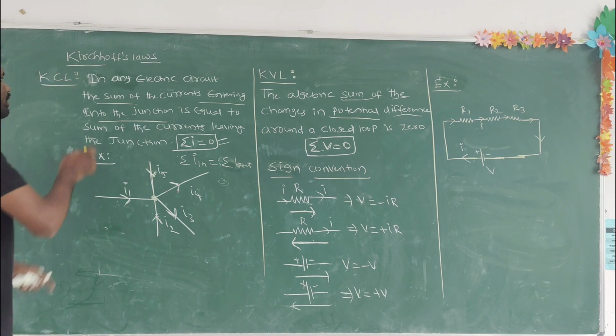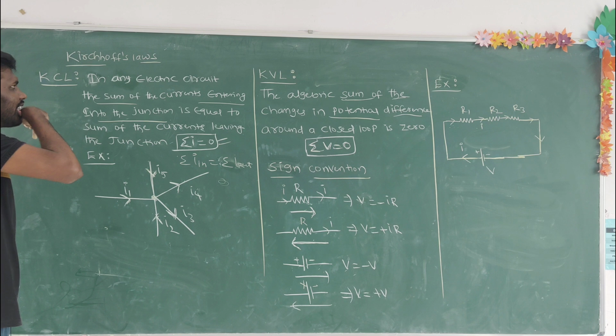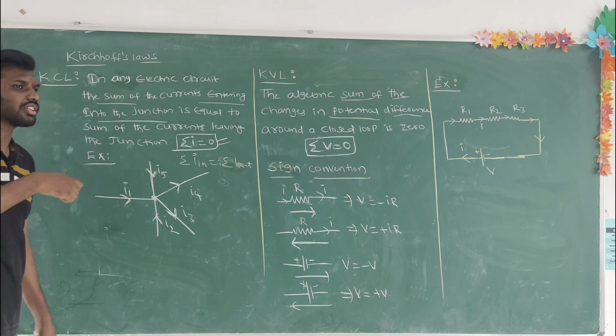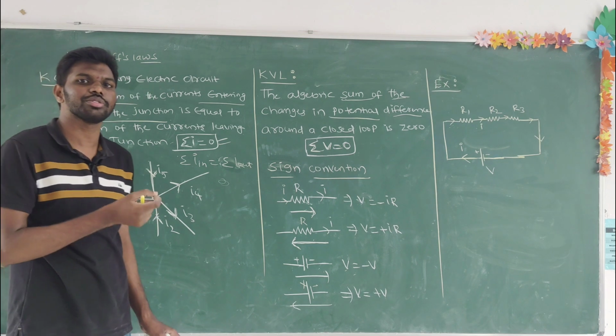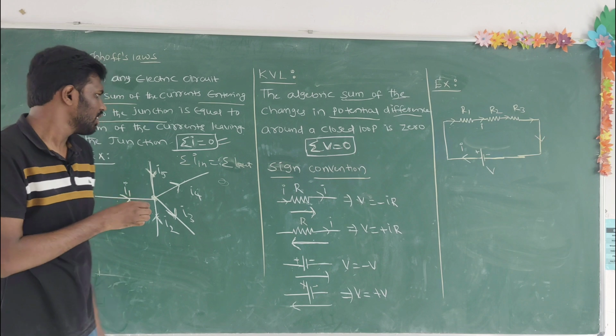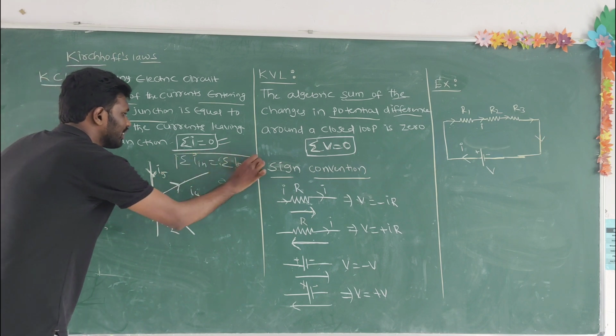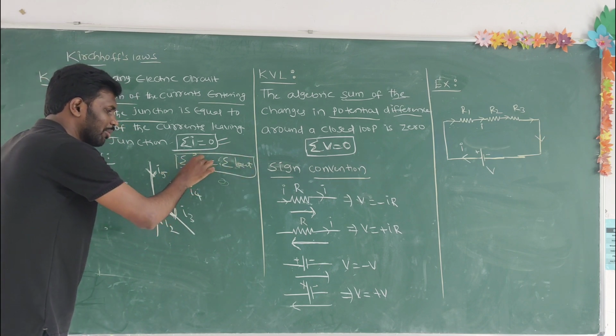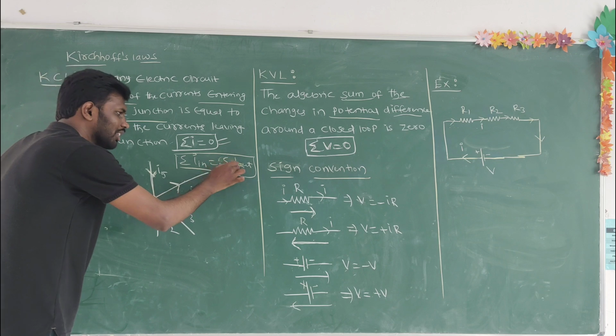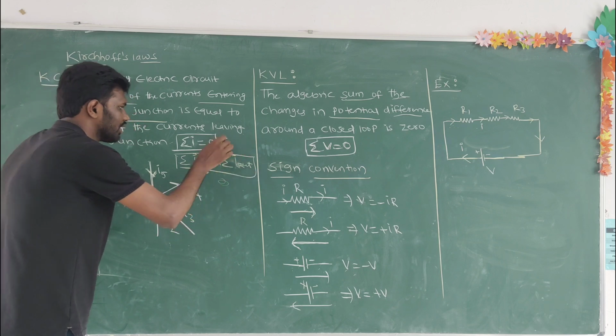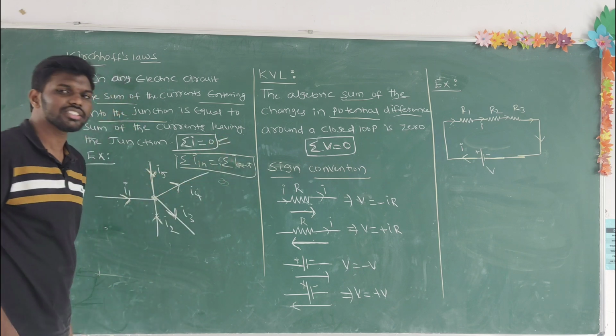According to Kirchhoff's first law, or Kirchhoff's current law, in any electric circuit the sum of the currents entering into the junction is equal to the sum of the currents leaving the junction. So here, the summation of I in, the sum of the currents entering into the junction, equals the sum of the currents leaving the junction, so that the total junction current is 0.